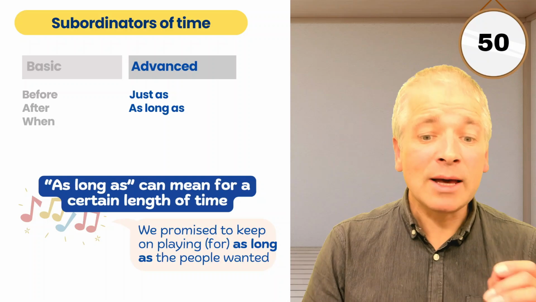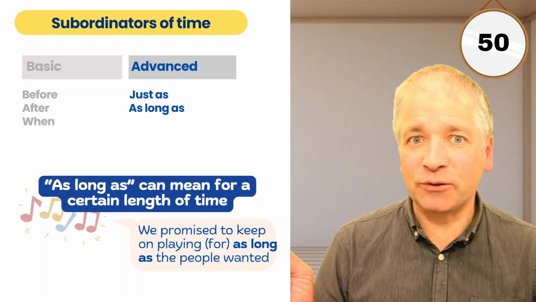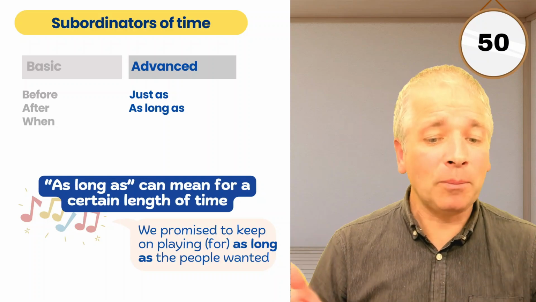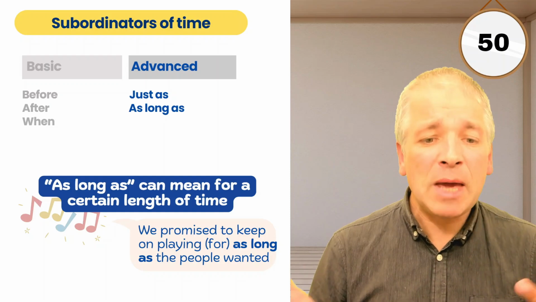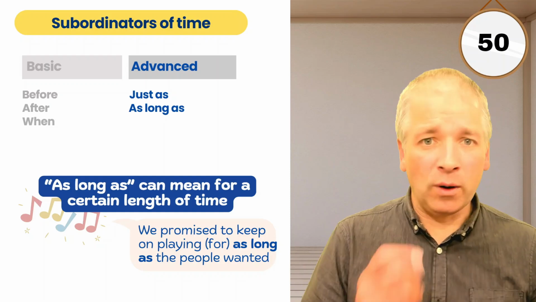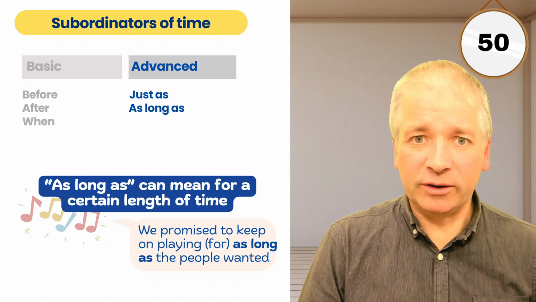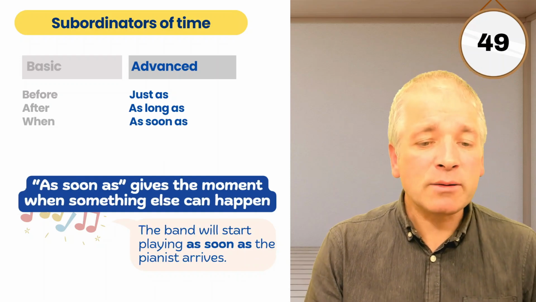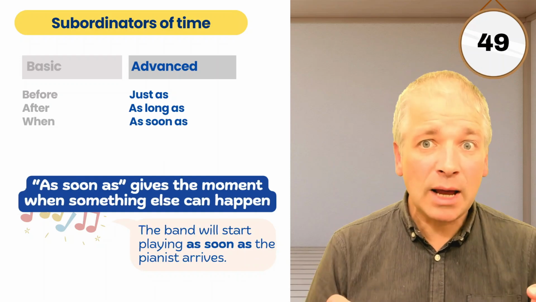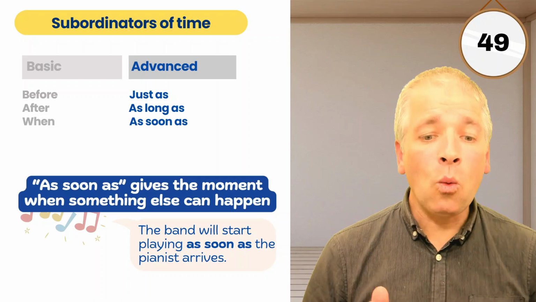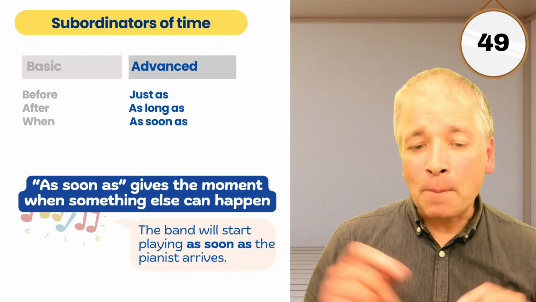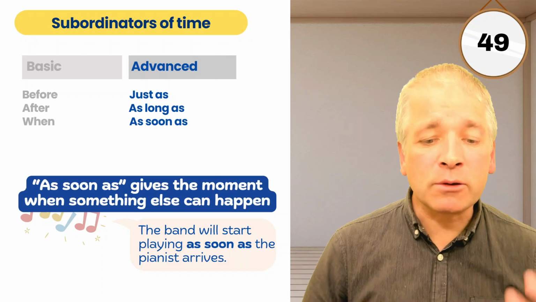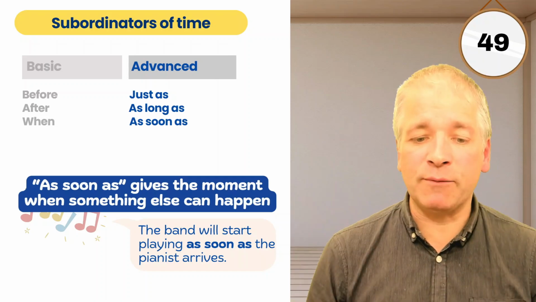As long as can mean for a certain length of time. We promised to keep on playing as long as the people wanted. Or you could say for as long as the people wanted. As soon as is different to as long as. As soon as gives the moment when something else can happen. The band will start playing as soon as the pianist arrives.